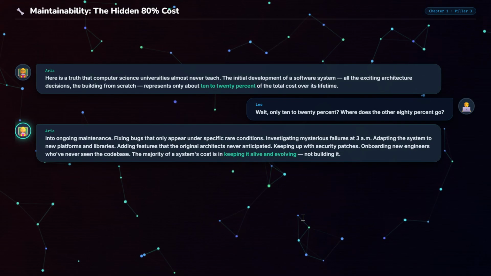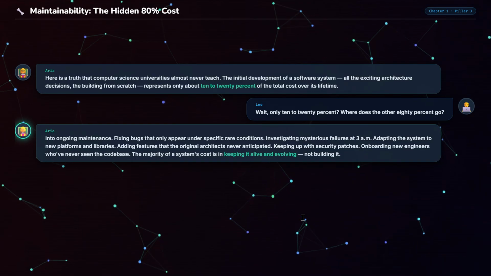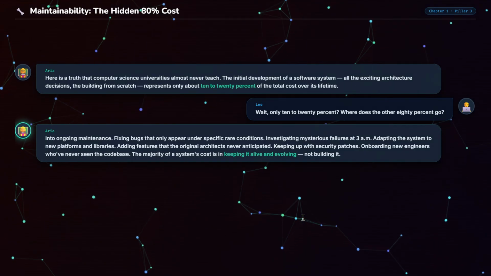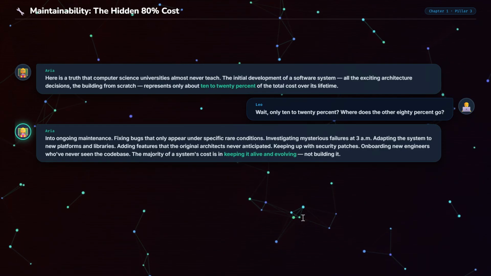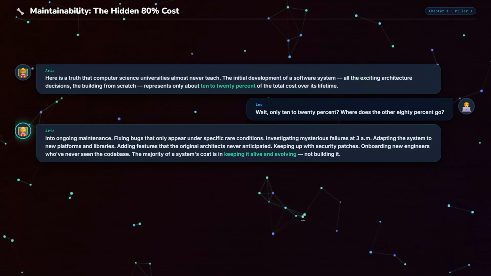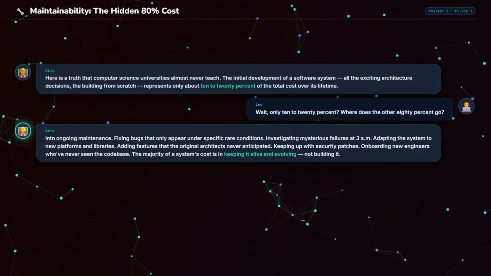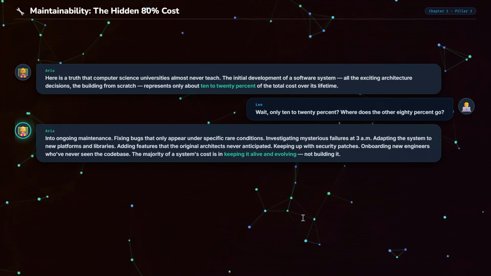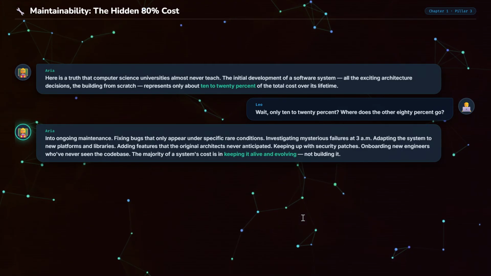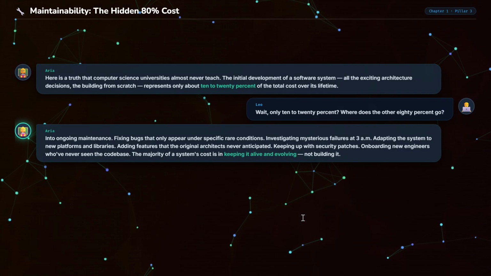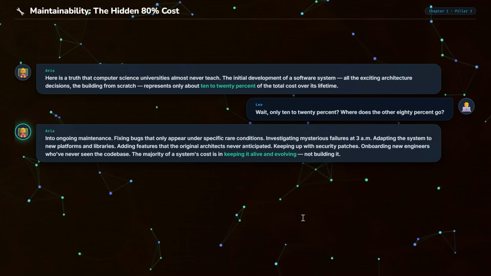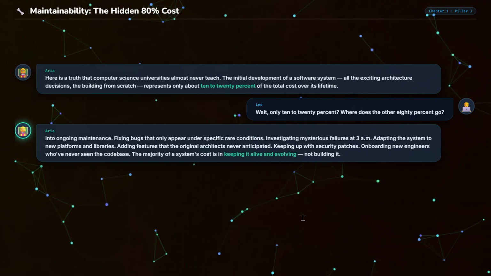Investigating mysterious failures that happen once a month at 3 in the morning. Adapting the system when it needs to integrate with new platforms or new regulatory requirements. Adding features that the original architects never anticipated when they designed the data model. Keeping up with critical security patches. And onboarding new engineers who have never seen the code base before and need to be productive within weeks.